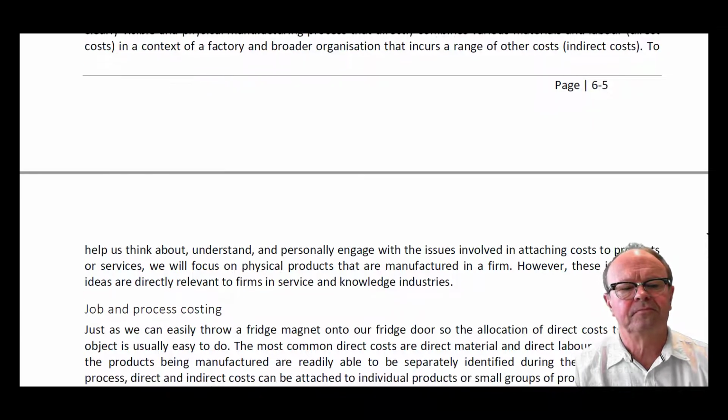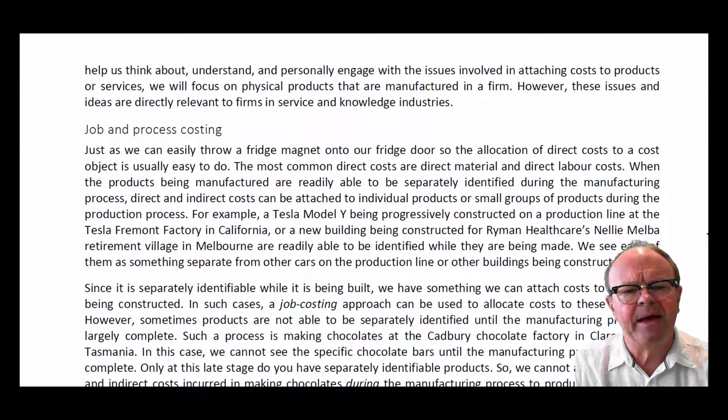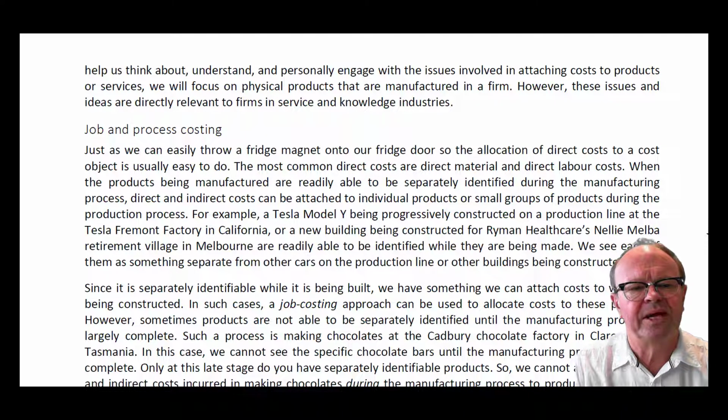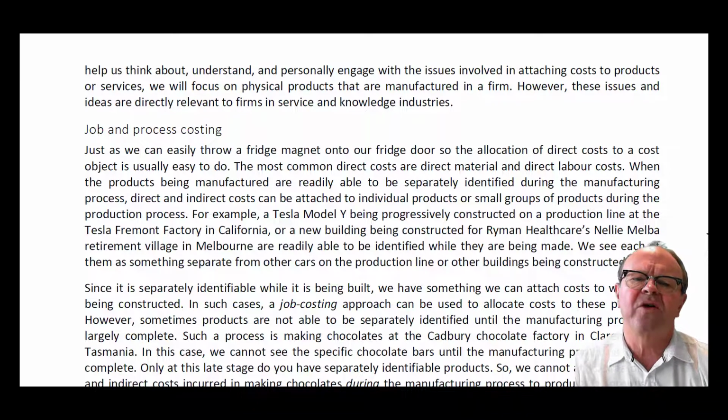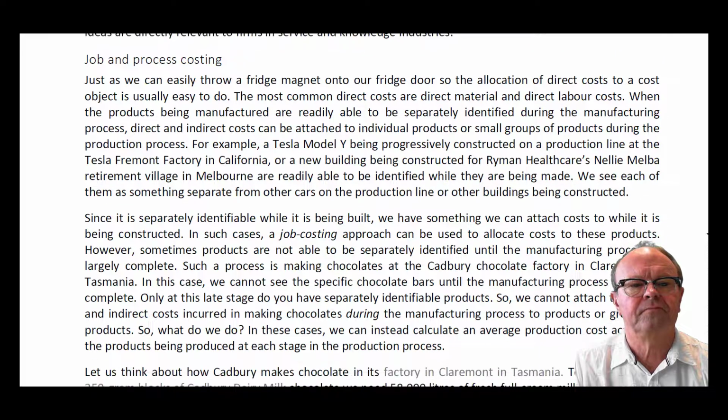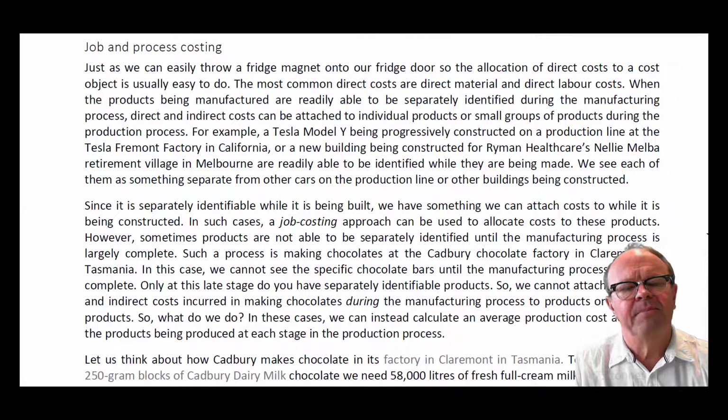costs. To help us think about, understand, and personally engage with the issues involved in attaching costs to products or services, we will focus on physical products that are manufactured in a firm. However, these issues and ideas are directly relevant to firms in service and knowledge industries. Job and process costing.